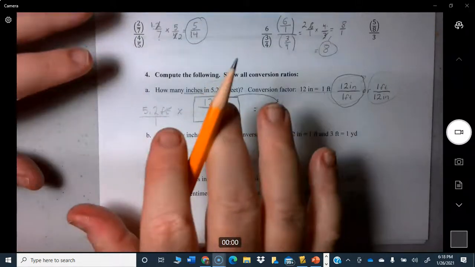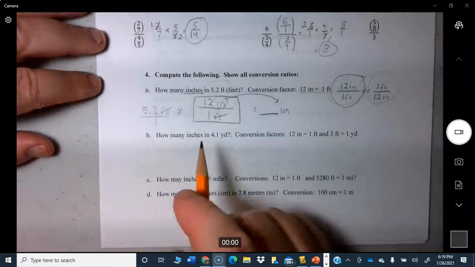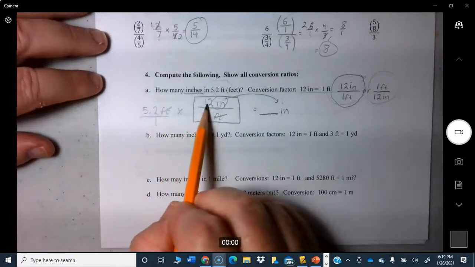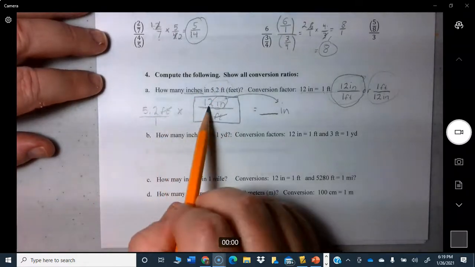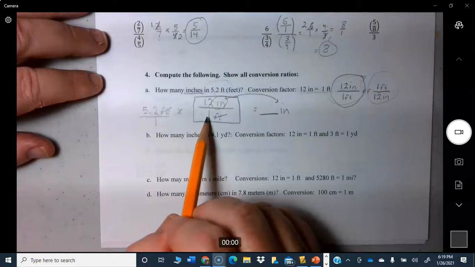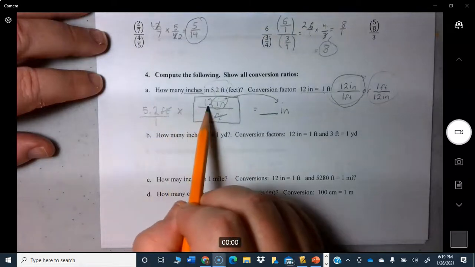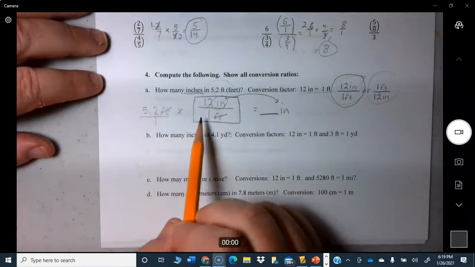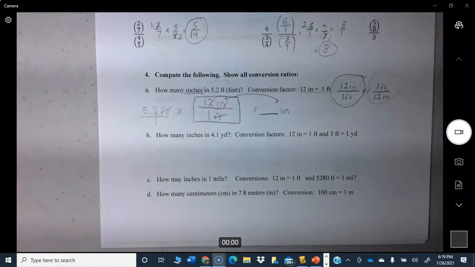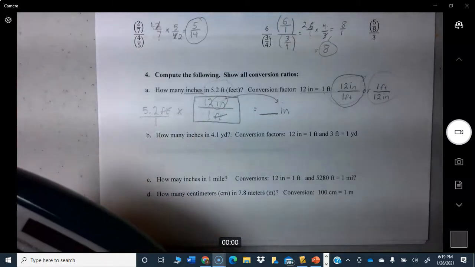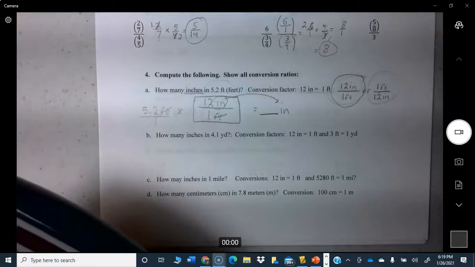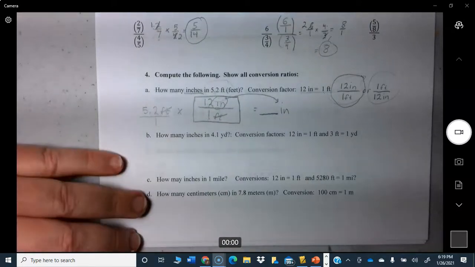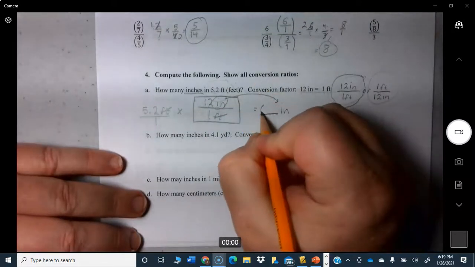So once you have the problem set up, now you can do the math. 5.2 times 12, you multiply everything on top and you divide everything on the bottom. So 5.2 times 12 divided by 1 divided by 1. Well, of course, that's just 5.2 times 12 in this case, but those aren't always ones on the bottom. So if I do that, I get 62.4, and that's the answer.